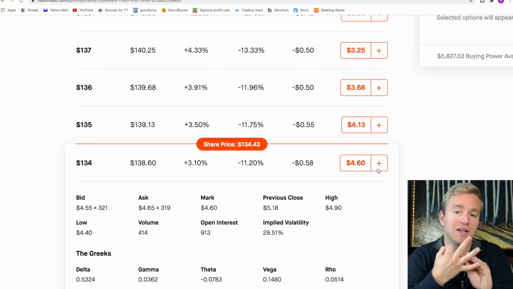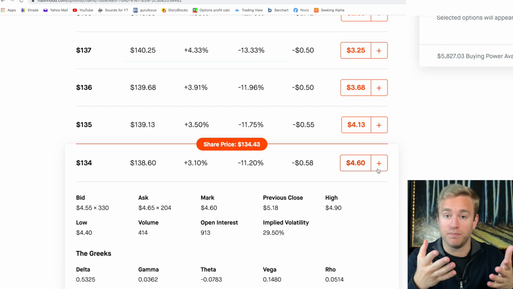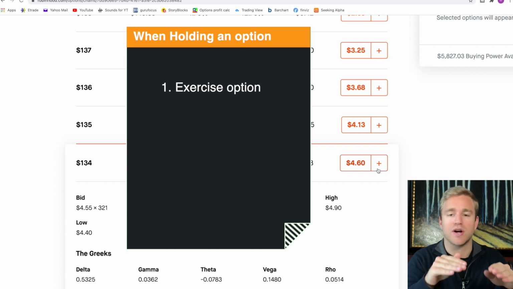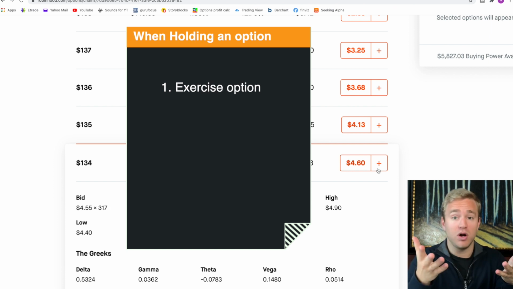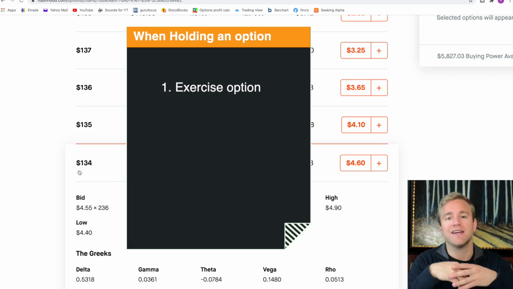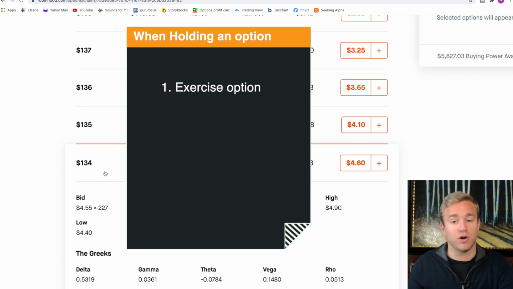There are three things you can do whenever you buy an option. The first is you can exercise that option, meaning you can buy the 100 shares at the strike price you chose. So if you wanted to, you could buy 100 shares of Apple at $134 a share, even though it's at $140 a share. Let's say it went up to $140 a share. But let's say that you don't have the money to do that, so you would need $13,400 in this case. Let's say you don't have that money or you simply don't want to own 100 shares of Apple.